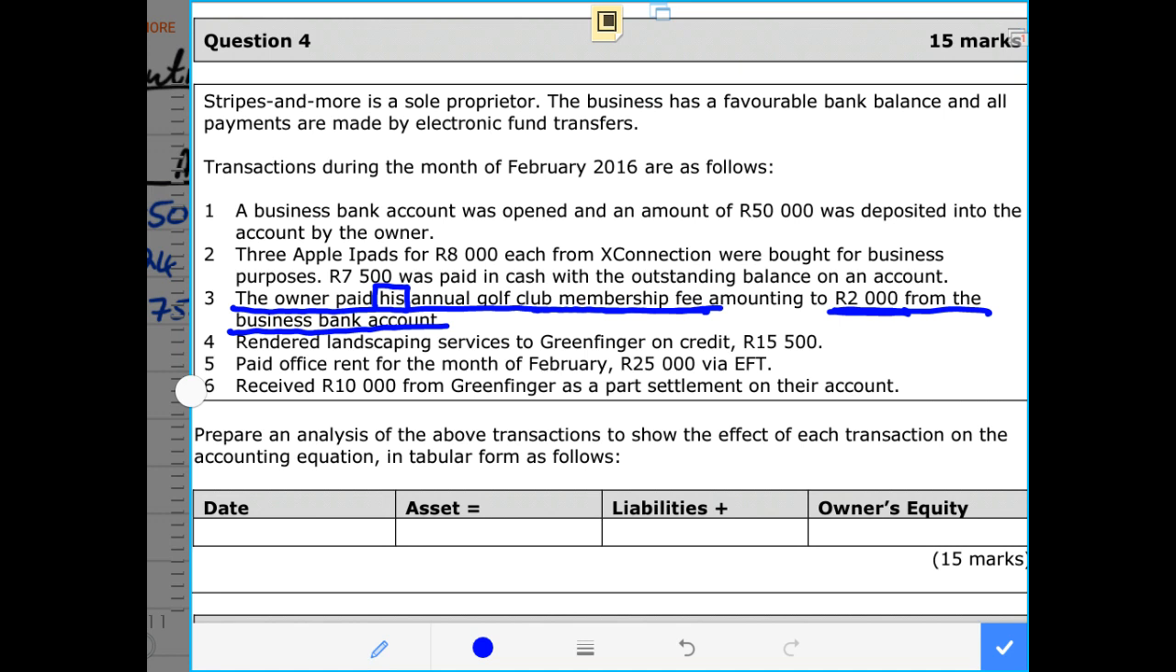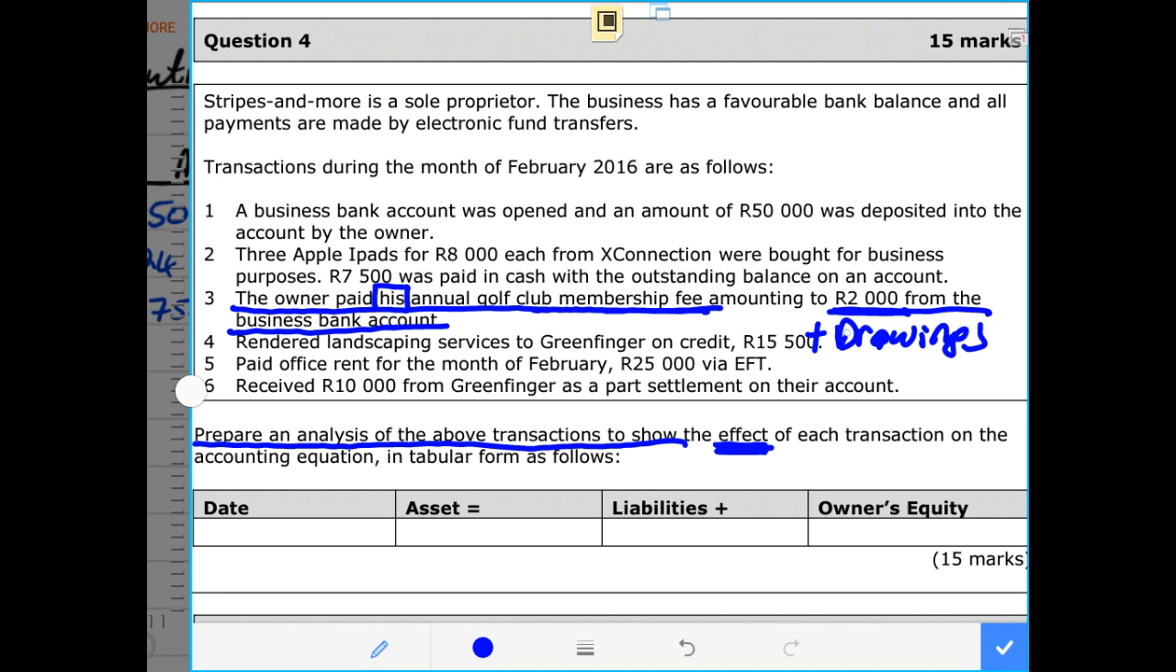Whenever the owner takes anything from the business for personal use, that is called drawings. So our drawings will be recorded as an increase. But don't forget that the effect of drawings under owner's equity is negative. That is why in the requirements we are required to prepare the analysis to show the effect of each of the above transactions in the accounting equation.